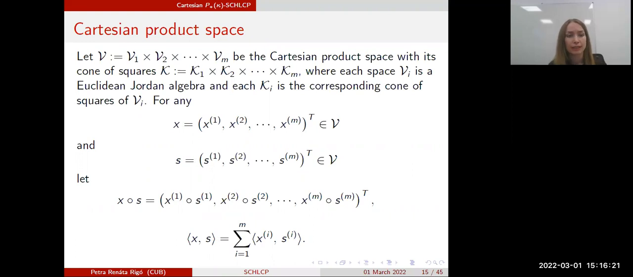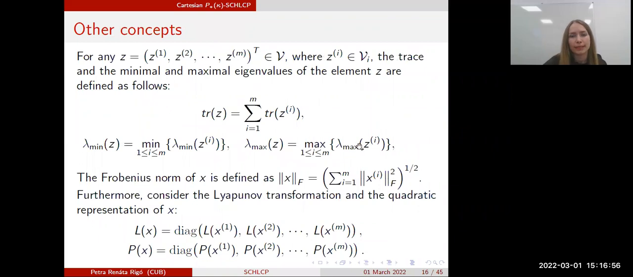So if we consider this V, which is the Cartesian product space with its cone of squares K, so each Vi is a Euclidean Jordan algebra, and each Ki is the corresponding cone of squares of Vi. Then for any X and S, we define this in this way, and the inner product is given in this way.